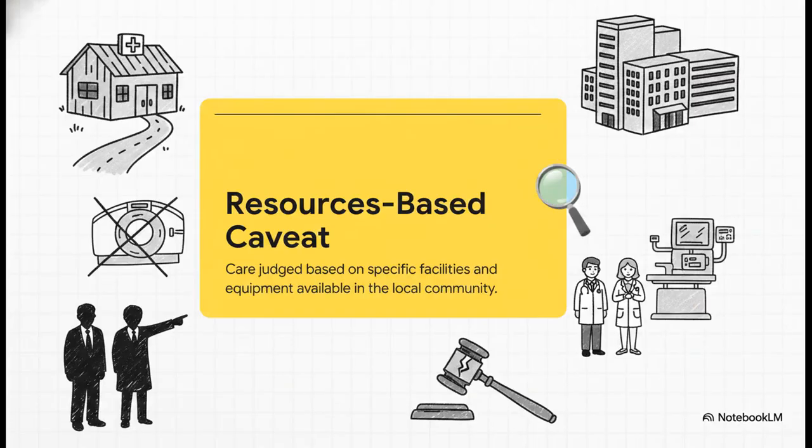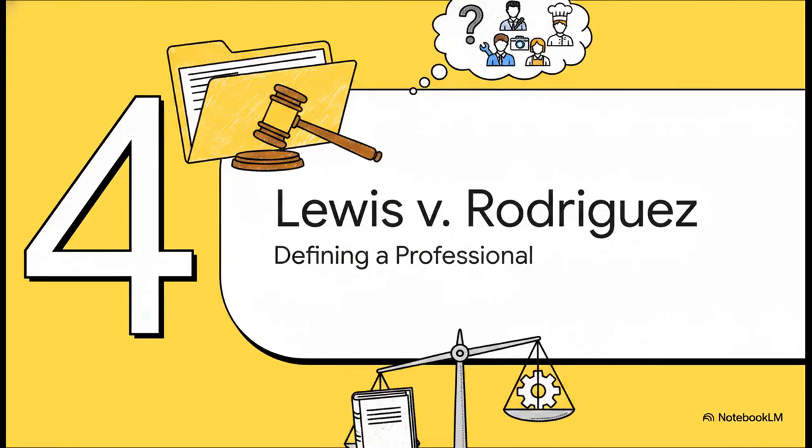However, the court did include a very practical exception here called the resources-based caveat. While the educational and diagnostic standard is national, the law recognizes that a rural doctor in a tiny county hospital just doesn't have the same tools as a doctor in a massive urban medical center. A rural doctor won't be faulted for failing to perform a CAT scan if that machine simply isn't available in their community. But the baseline expectation for their knowledge, their skill, and their judgment, that remains the same everywhere. Because of this ruling, those out-of-state experts were allowed to testify, and the case was sent back for a new trial.